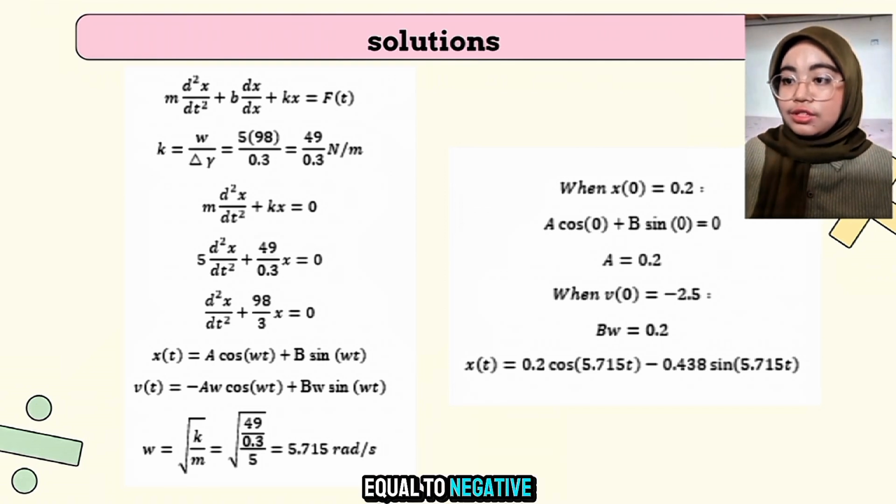x(t) is equal to negative 0.2 cos 5.715t plus 0.438 sin 5.715t. This is the equation for the position of the mass over time during undamped free vibration.